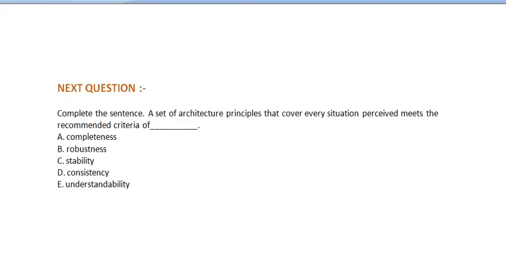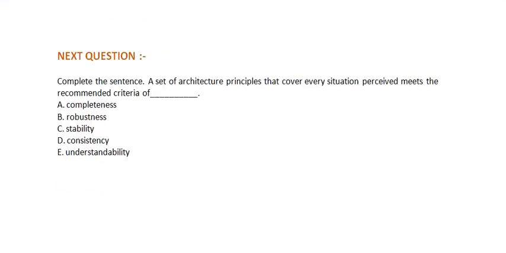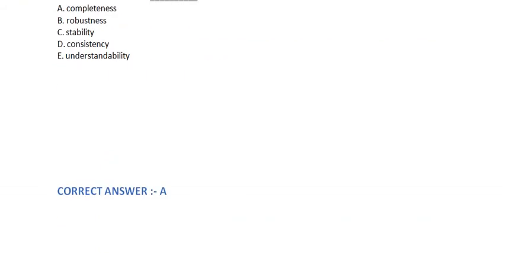Next question is, complete the sentence. A set of architecture principles that cover every situation perceived meets the recommended criteria of option A, completeness. Option B, robustness. Option C, stability. Option D, consistency. And option E, understandability. The correct answer is option A.